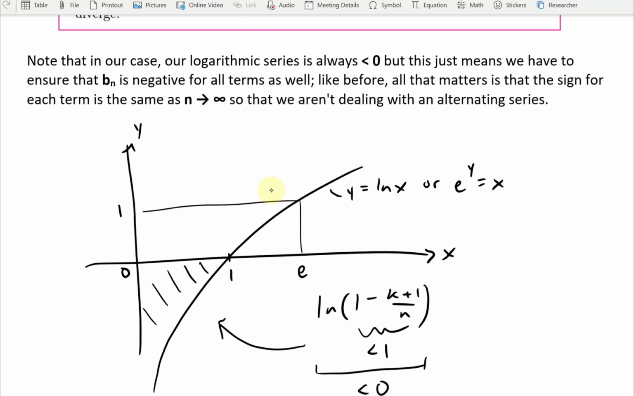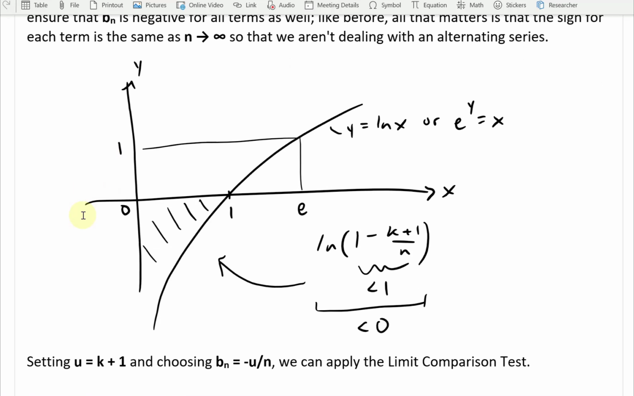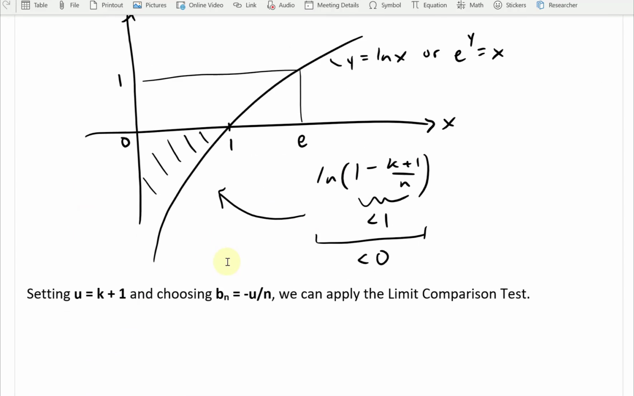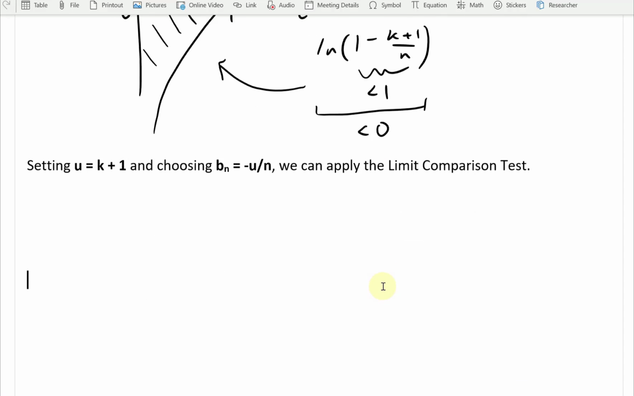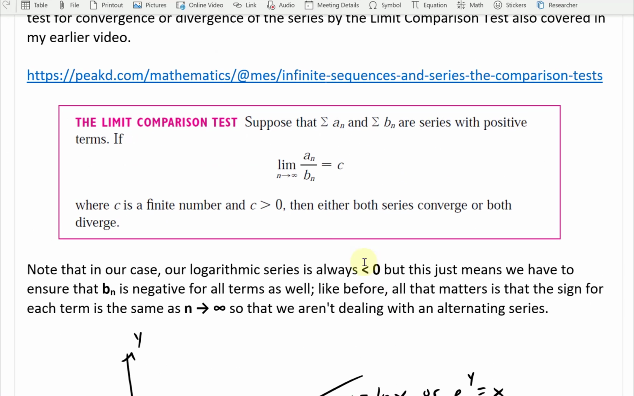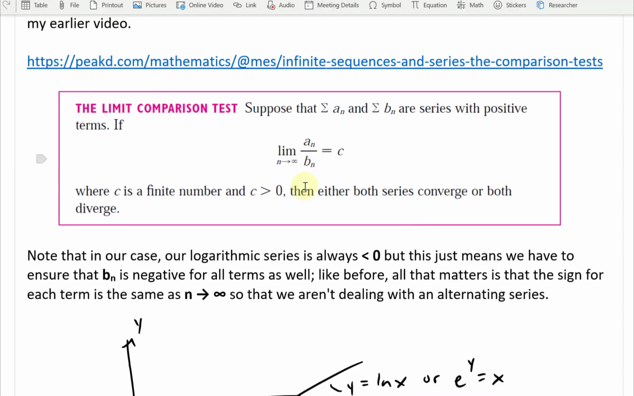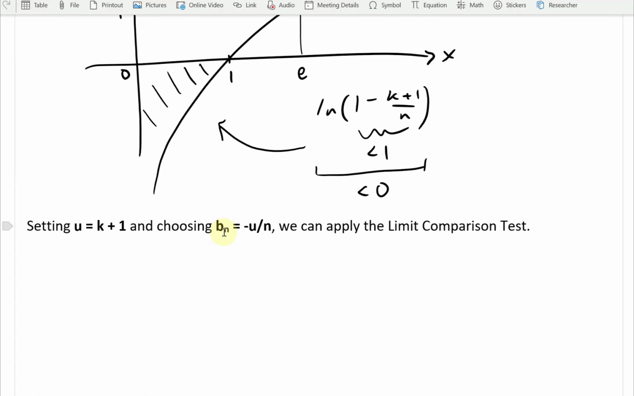So ln, like that. Alright, so now going further, setting u just equal to k plus 1, just so we don't need to deal with this plus 1 all the time. And choosing bn equal to negative u divided by n, because it's all negative, so the same signs, so it's exactly over here. We can apply the limit comparison test. And remember, with the limit comparison test, you're just dividing by another series, so we're going to select our b sub n as that.